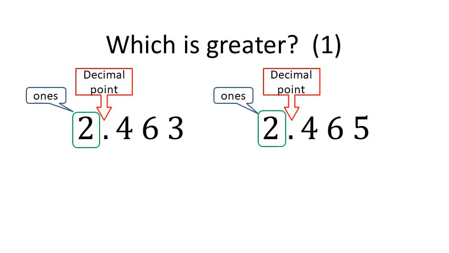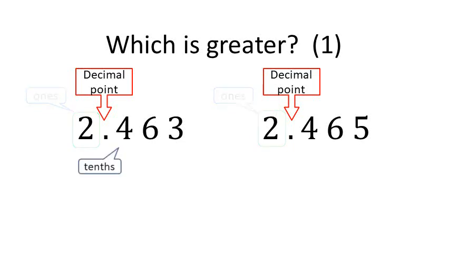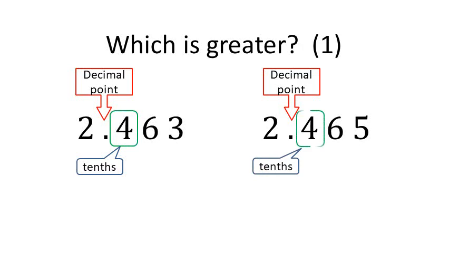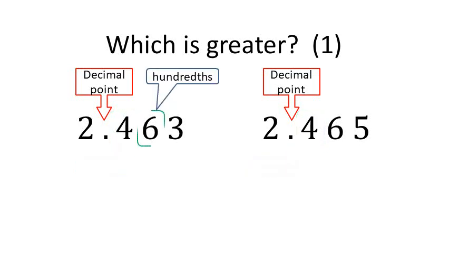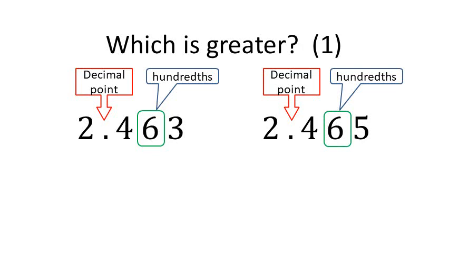Now let's check the tenths position. Both decimals have the same digit 4 in the tenths position. They are the same. Now let's move to the hundredths. Both decimals have the same digit 6 in the hundredths position. This means they are still the same. Now let's check the thousandths.